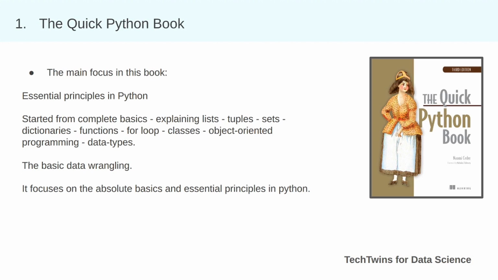Essential Principles in Python started from complete basics, explaining lists, tuples, sets, dictionaries, functions, for loop, classes, object-oriented programming, and data types. It highlights also the basics in data wrangling. It focused on the absolute basics and the essential principles in Python.